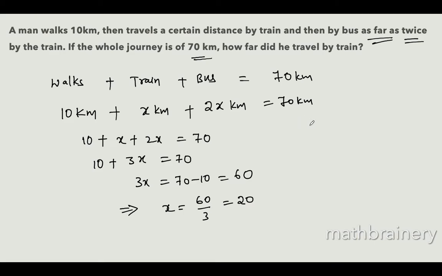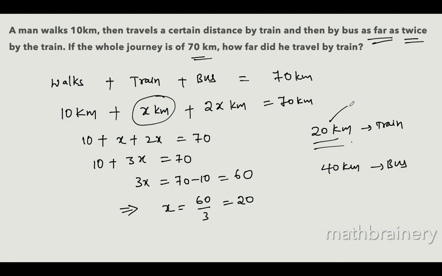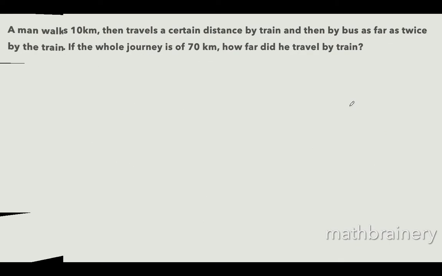So he traveled 20 kilometers, that is x kilometers is 20 kilometers he traveled by train. He traveled by bus 2x kilometers, which is 40 kilometers. This is the distance he traveled by bus, this is the distance he traveled by train. So how far did he travel by train? 20 kilometers. Let's look at the next question.